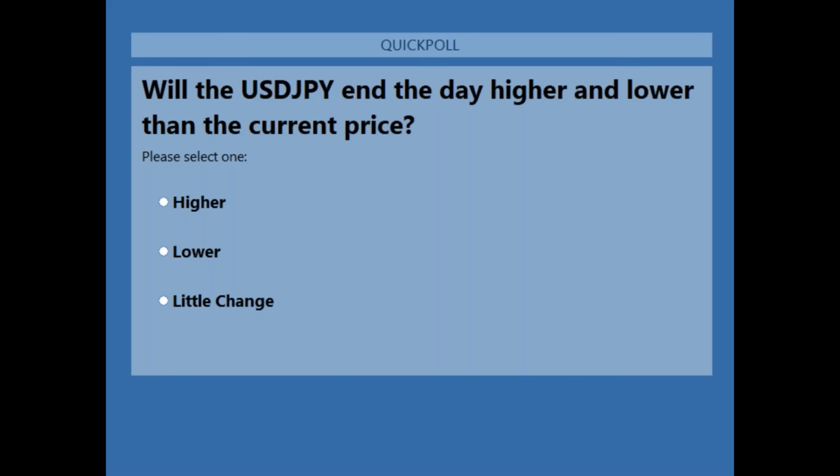Let's release another poll. Will the US dollar JPY end the day higher or lower than the current price? Will it be higher, will it be lower, or will it be little change? Again, I want at least 60% of people watching today's webinar to answer this.